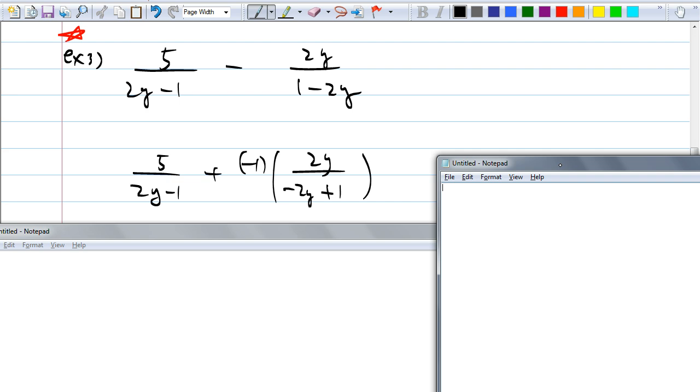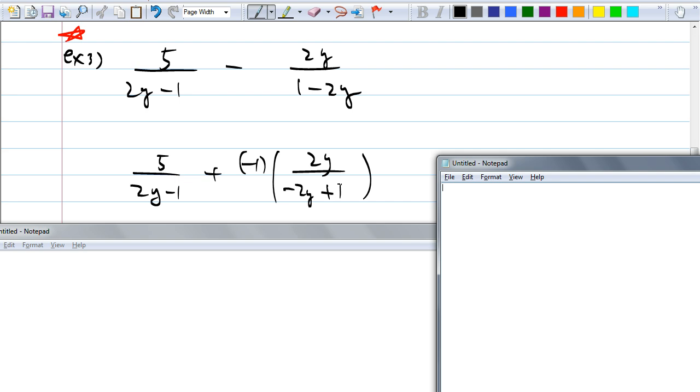Anybody see anything interesting about these two denominators? Even though they're not common denominators, they are what? How about Patty? They're opposite of each other, right? We got positive 2y here, we got negative 2y. We got negative 1, we got positive 1. So if they're opposite of each other, there's a nice trick we could do so that we could kind of make a common denominator. Anybody see what we could do here?